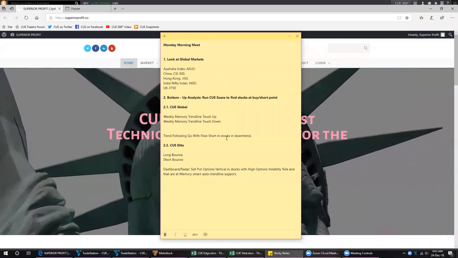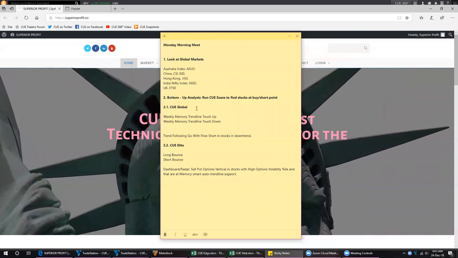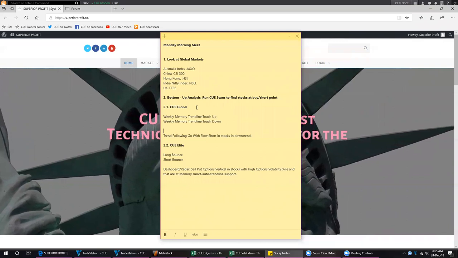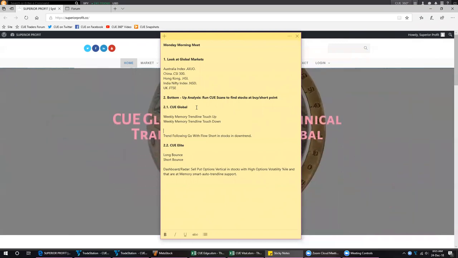You may use one or both. Most Q traders use either Q Global or Q Elite. I will interchange between these two systems to use different features that we have. Let's start by looking at the global markets.